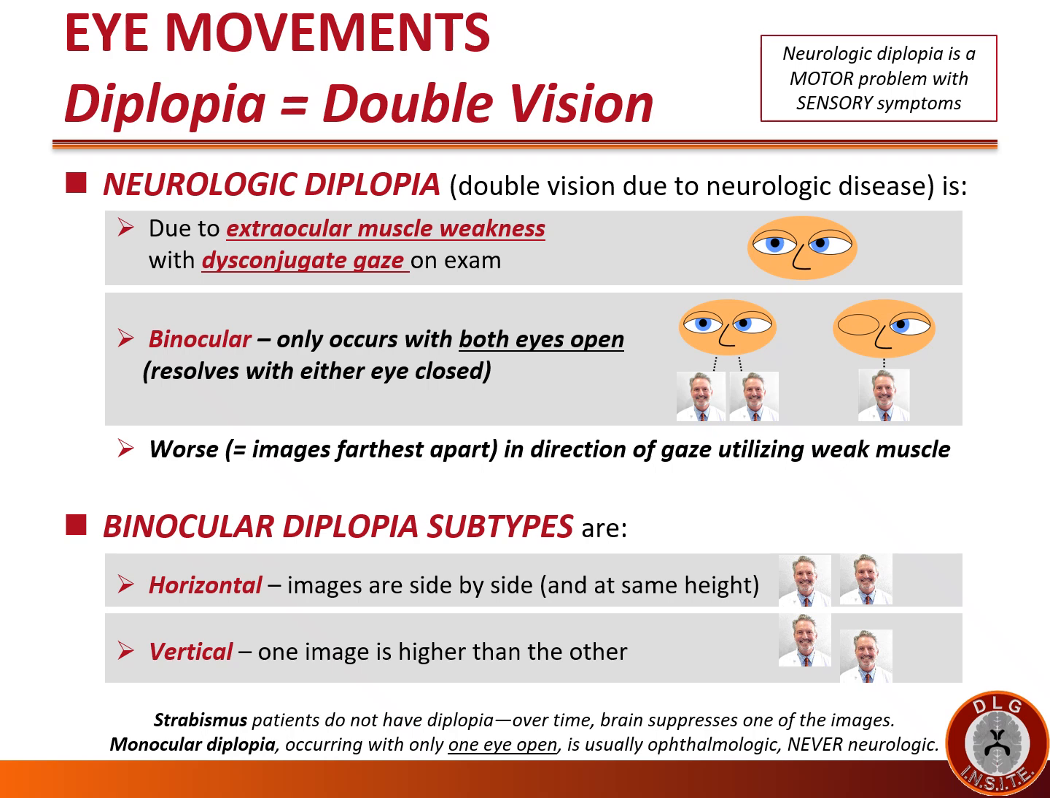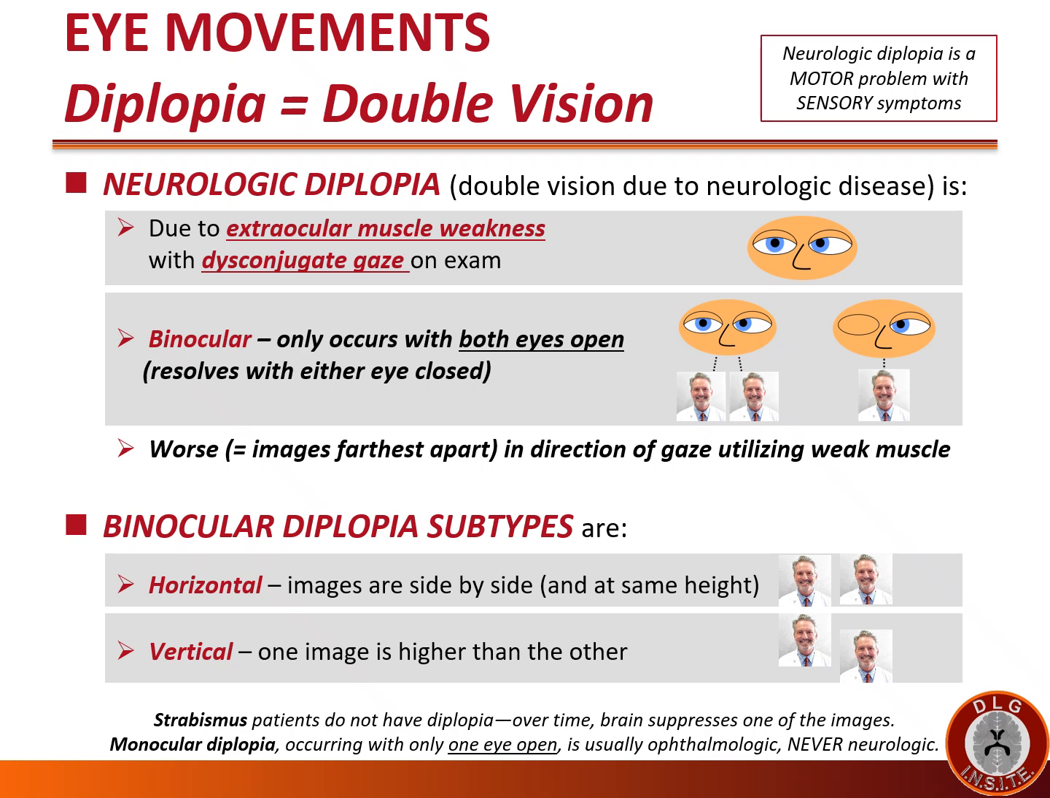Now, strabismus, in which a patient has dysconjugate gaze from either birth, congenitally, or early in life, does not cause double vision. Why not? Because over time, the brain gets tired of looking at the two images and it ends up suppressing one of the images. So people who get dysconjugate gaze or strabismus at a young age don't have double vision moving forward.